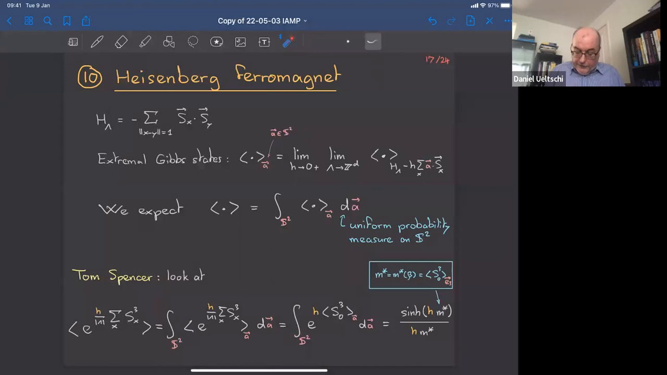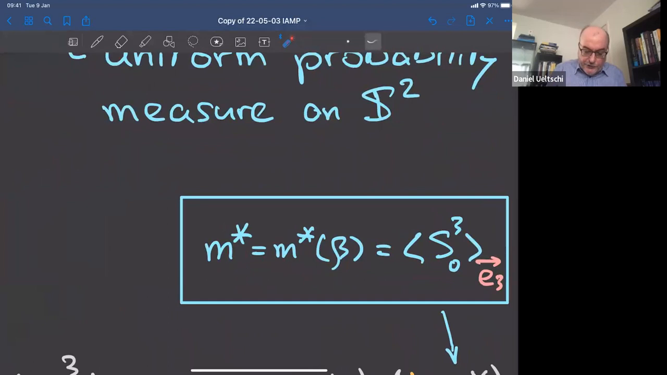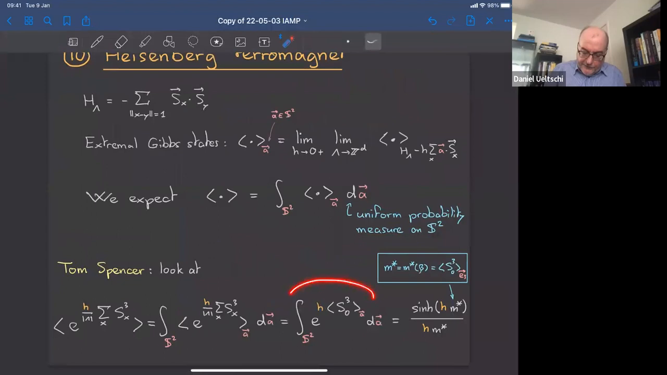And then, I hope you can see it, perhaps I should enlarge this over here. We can introduce the spontaneous magnetization as this thing over here. So we look at the expectation of this S3 operator at the location 0 in the extremal state where the magnetization points in E3. So we call this M star. And then one can check that this average over here gives us this function. I mean, you have M star, and then it's a function of h. So assuming that indeed the set of extremal Gibbs states is indexed by S2, then one can carry on this calculation, just assuming some symmetries. And we see that this thing over here should be this function over here.